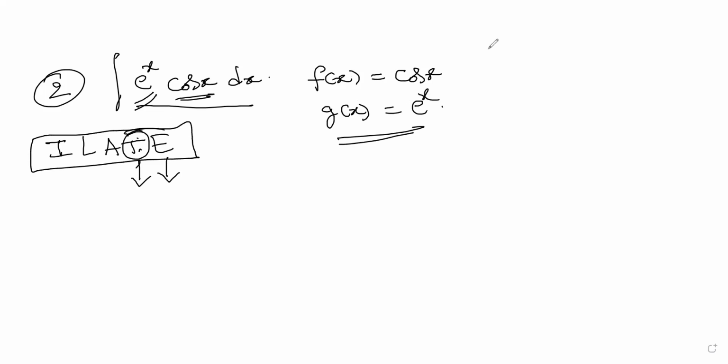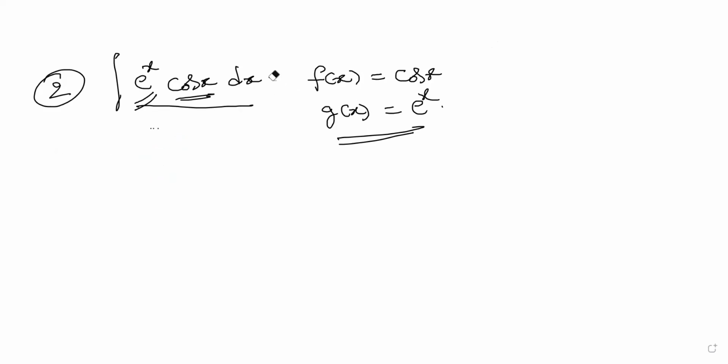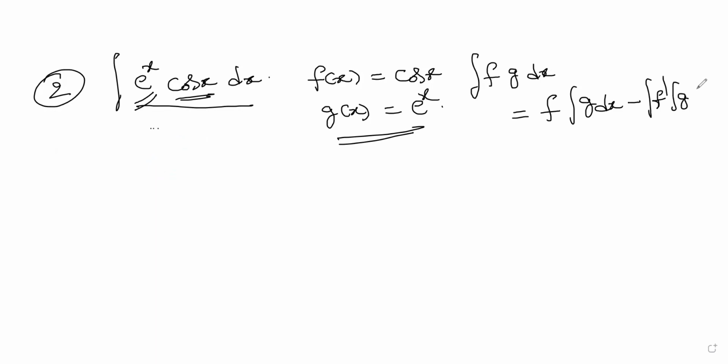Now let's see how we evaluate this particular thing. Once again, let's write the formula. What is the formula we have? Integral f into g. I write in the short form f into g like this. So f into integral g dx, minus integral f' integral g dx whole dx. Okay. So I'm not writing f(x) and g(x), I'm just writing in short form so that you remember that very easily and faster. So let's evaluate this one by one.